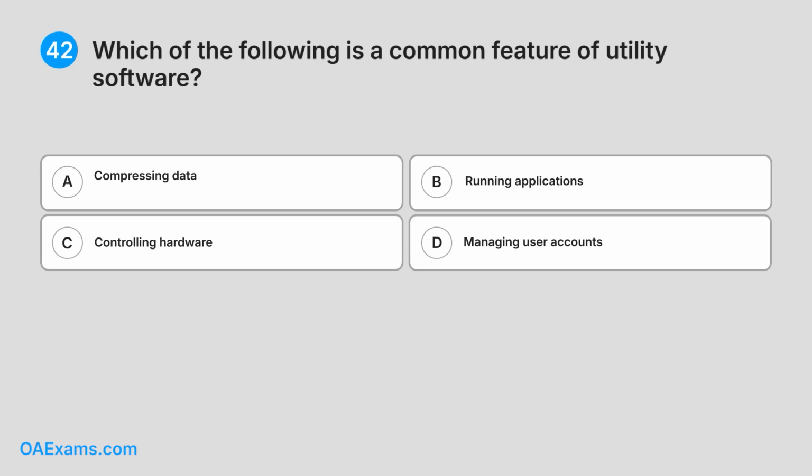42. Which of the following is a common feature of utility software? A. Compressing data. B. Running applications. C. Controlling hardware. D. Managing user accounts. Do you know the answer?